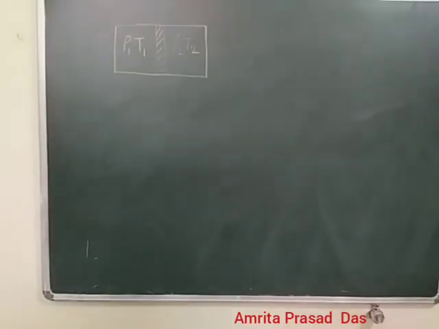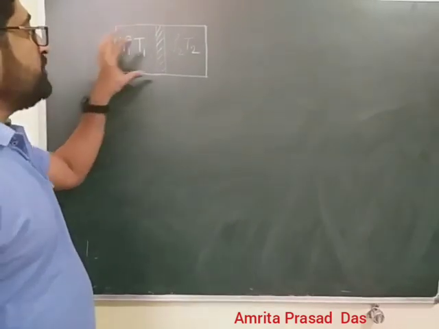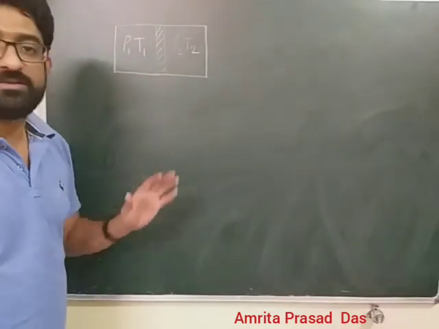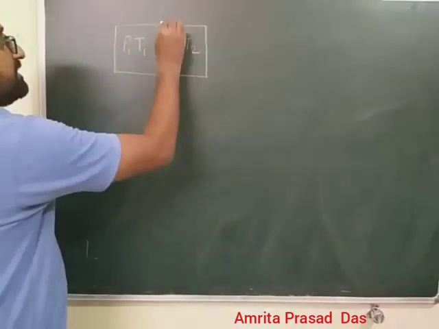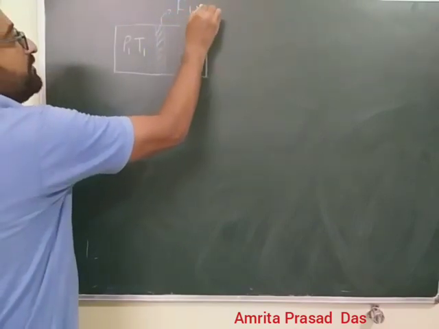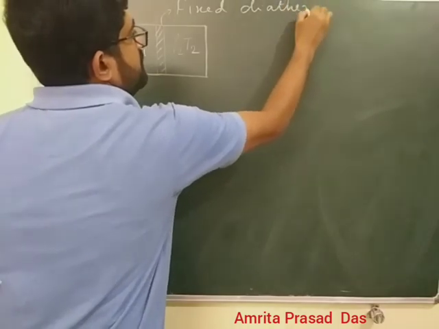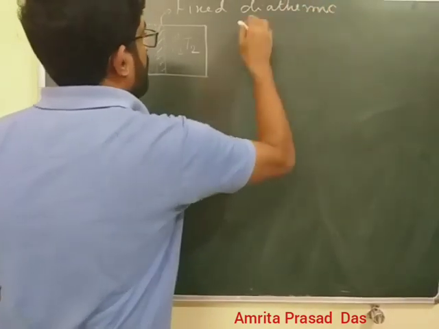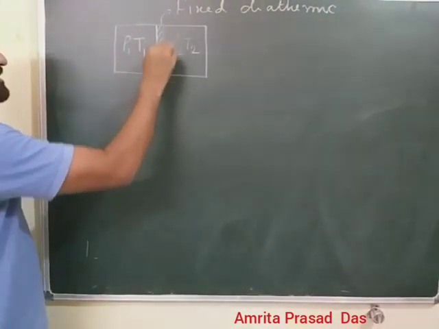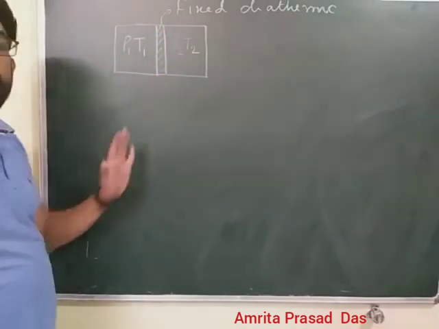AC Verma chapter 26, numerical 21. This is a cylindrical volume V surrounded by adiabatic walls, and there is a fixed diathermic valve. The total volume is V.